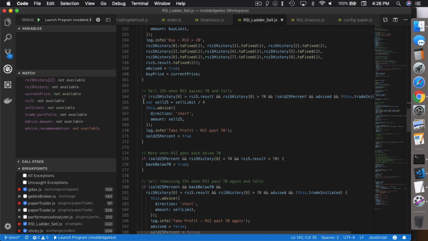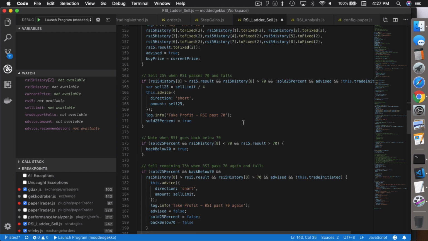So this is the check statement right here. This checks if RSI 8, again the previous RSI candle, is greater than the current candle, and the previous candle is greater than 70. That's what we're looking for. Once it goes above 70, it could be like 80, and then it starts falling back down to 75. That's when it triggers this particular statement to sell. We're going to sell because we set a variable called sell 25, which is the sell limit divided by 4. This will sell only 25% of it, and that's the idea.